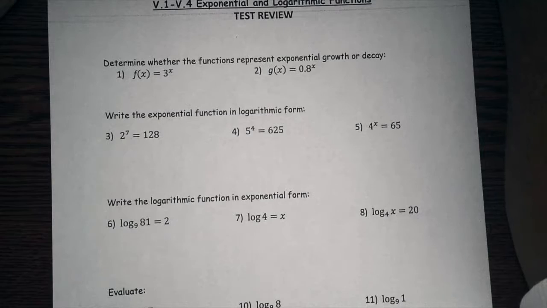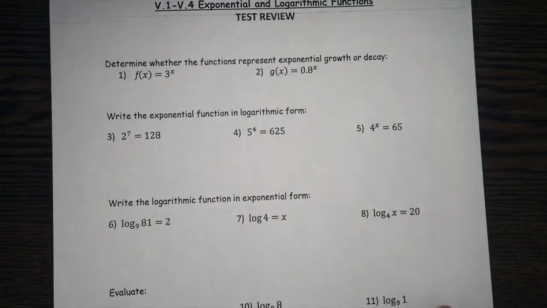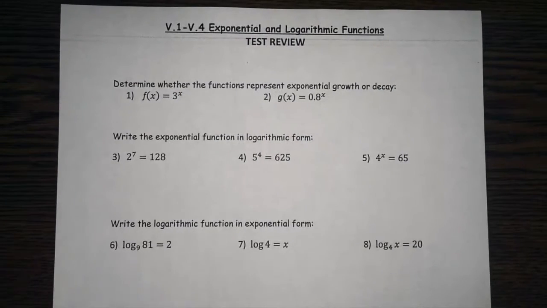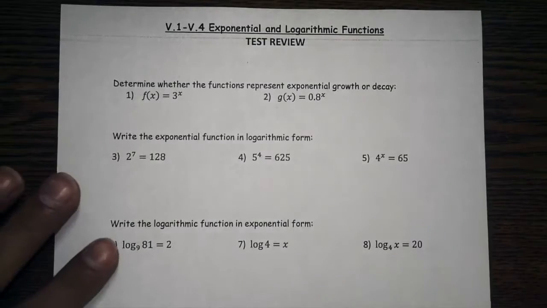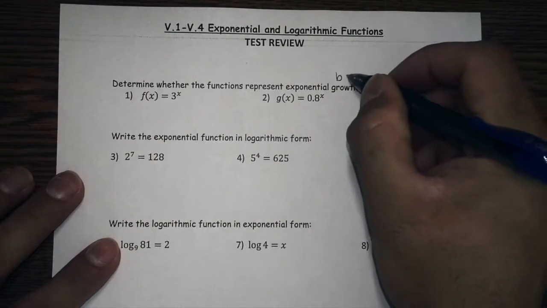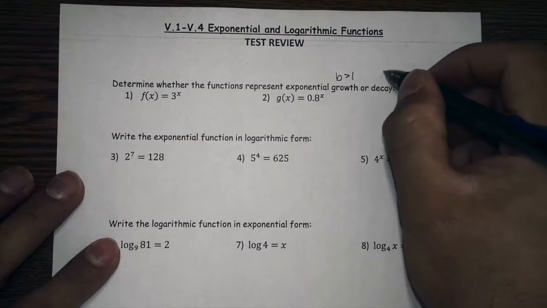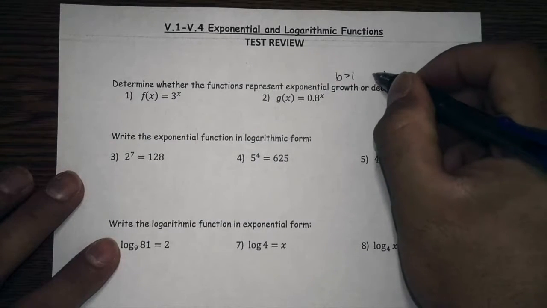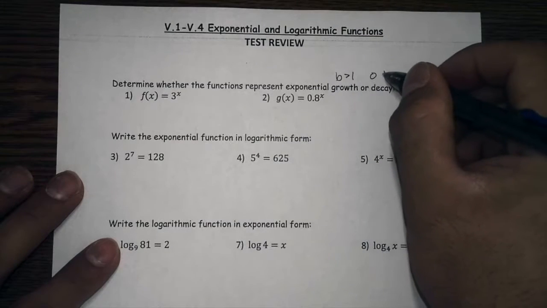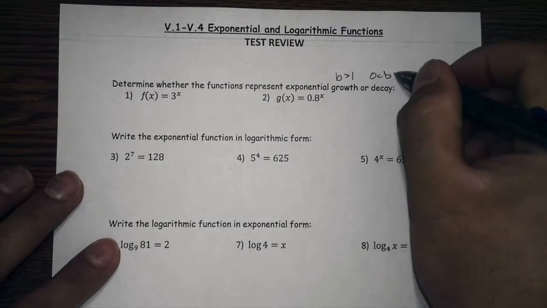All right, so when we're looking at these first few problems, all we're doing is determining whether the function represents growth or decay. So in order to figure out growth or decay, for growth, b is greater than 1. For decay, b has to be in between 0 and 1. Okay? So 0 is going to be less than b, less than 1.